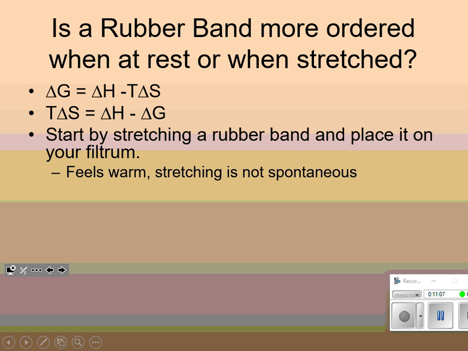And you guys at home can do this as well. Sorry, I only have so many rubber bands, and I didn't want to exclude the people in the back. So I just excluded everybody except for the front row.